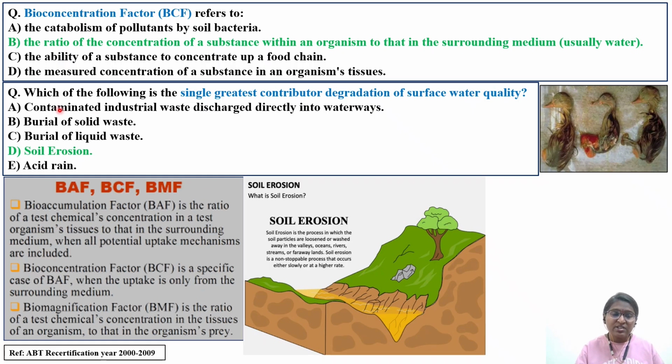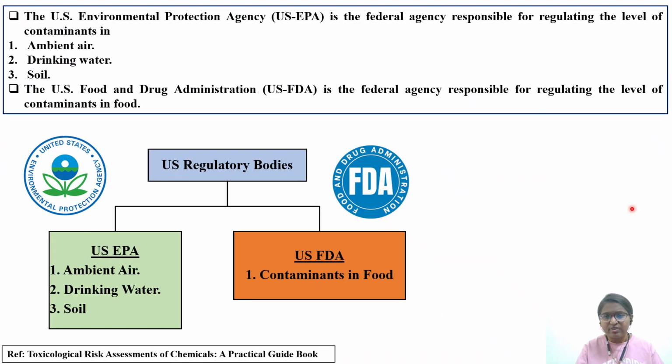Then next we'll see the second question. Which of the following is the single greatest contributor to degradation of surface water quality? The right answer is soil erosion. Soil erosion is the biggest contributor that degrades your surface water quality. What are the other options? Contaminated industrial waste discharged directly into the waterways, burial of solid waste, burial of liquid waste. These all come under disposal of waste. As well as acid rain, which comes under sulfur dioxide emission into the atmosphere. Okay, so let's see what we can learn.